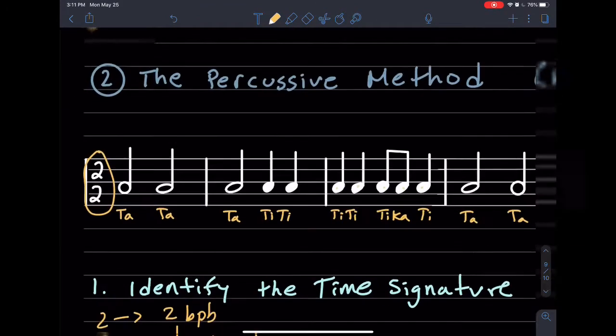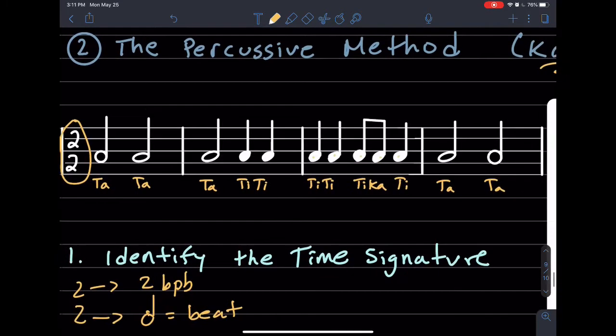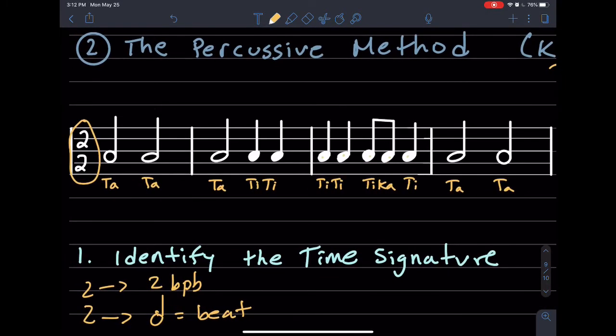Now the easy part is we just have to say these rhythms out loud. I'm going to tap my finger, just like this, on my desk to the tempo or the speed that I want to play at. We're going to take it slow, just about this. And I am literally just going to read out what is being said underneath the staff. So I'll count to 2. 1, 2, ready, go. Ta, ta, ta, ti, ti, ti, ti, ti-ka, ti, ta, ta.